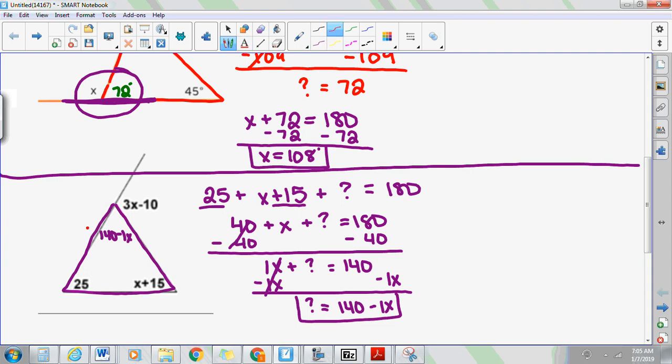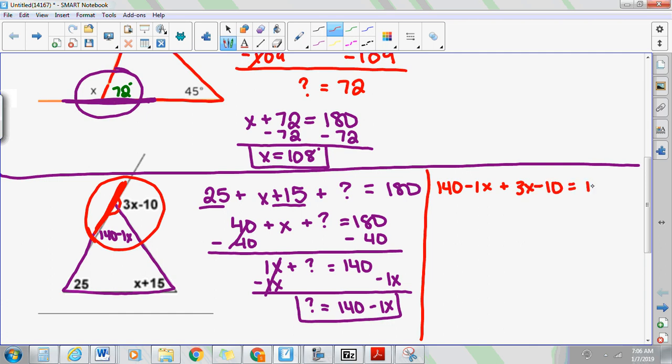I notice that these two angles are supplementary. They make a straight line, right? There's my straight line right there. This angle plus this angle makes that straight line. So I can say that these two angles added up make 180. So 140 minus 1x, right? This angle right here, plus this angle right here, 3x minus 10 make 180.